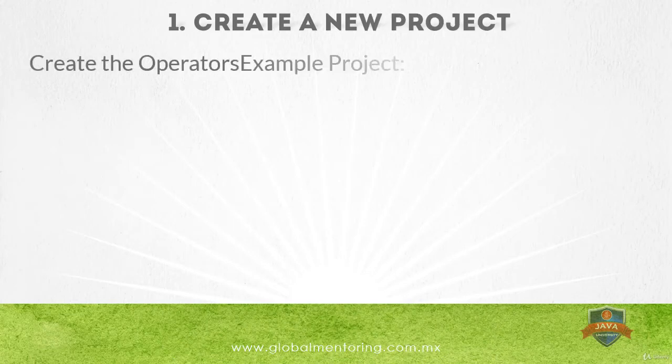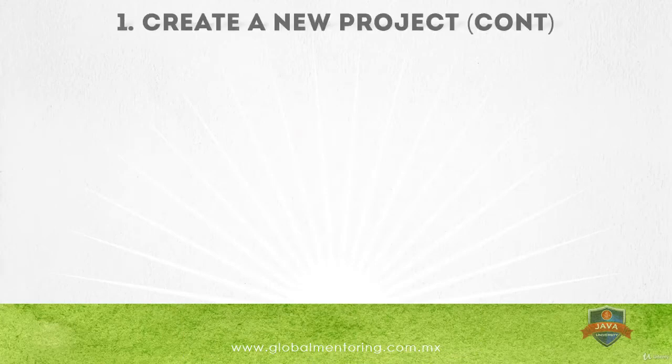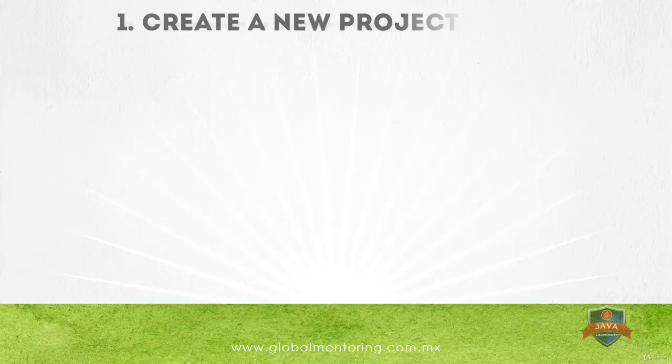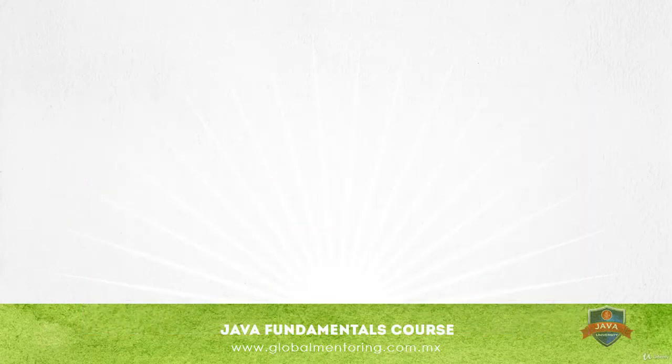Create a new project. Create operators example project. We open the NetBeans IDE, click on File, New Project. Select Java, Java Application, and after that, click on Next. As a project name, we write operators example. We select the project location, in this case Courses, Java Fundamentals, Lesson 3. And after that, we click on Finish. With this, we have created the project.